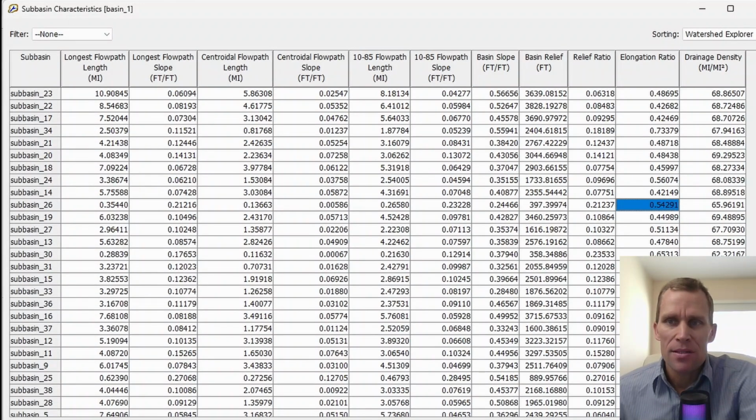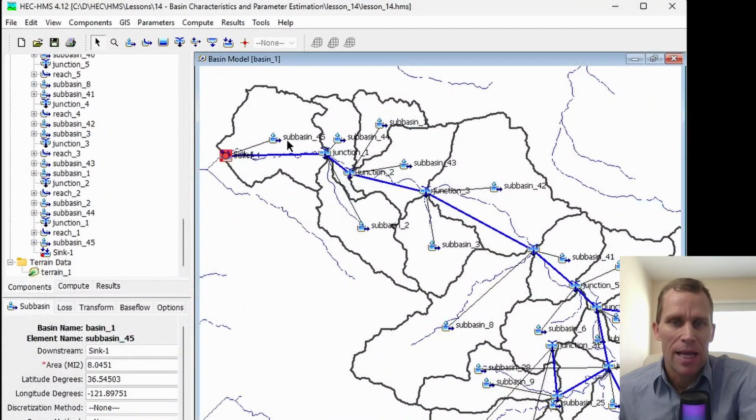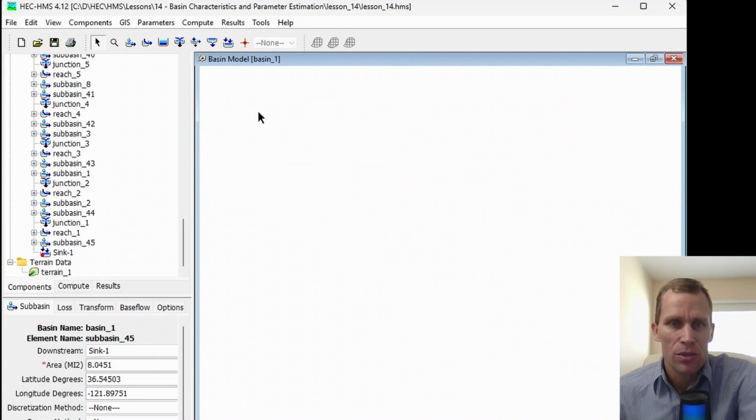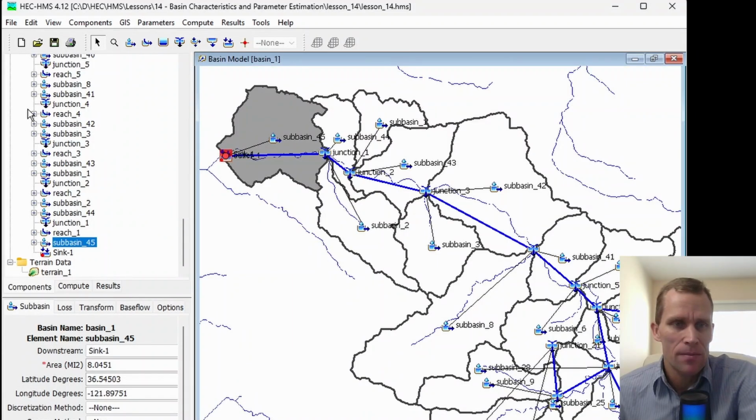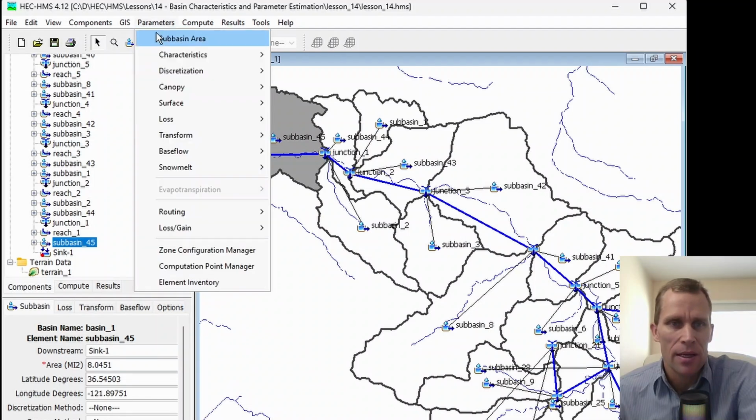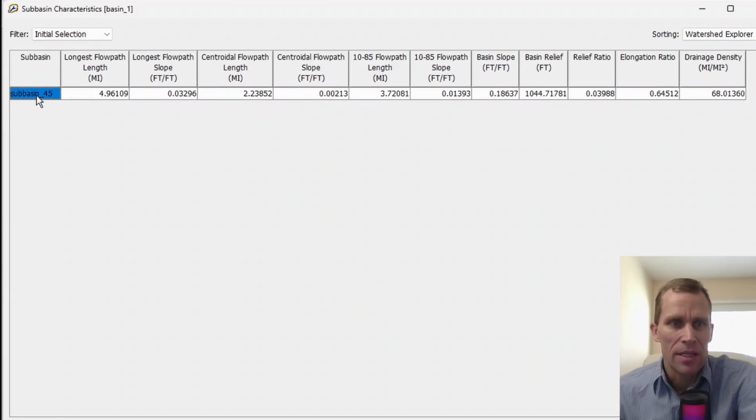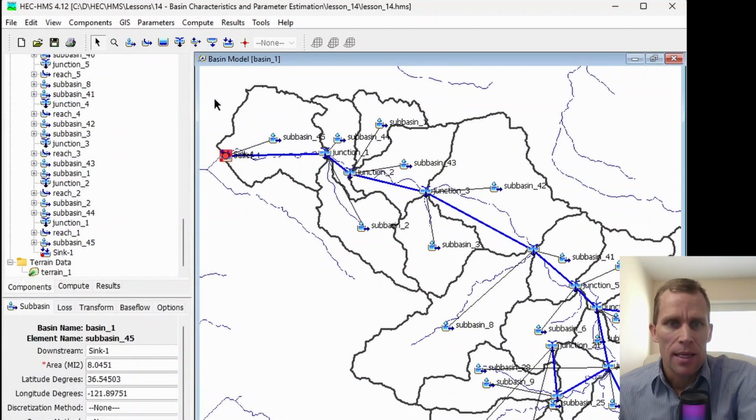Before we leave subbasins, let me go ahead and just demonstrate how to get data for one subbasin. So we'll just select this downstream most subbasin. All right, this downstream most subbasin is selected, and if I want just data on that subbasin, I can come up to parameters, characteristics, and subbasin, and I get the data for just that selected subbasin. So I'm going to unselect that.